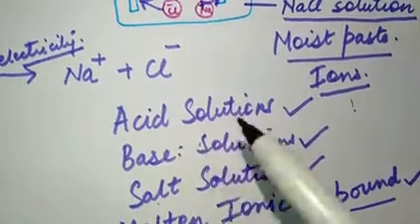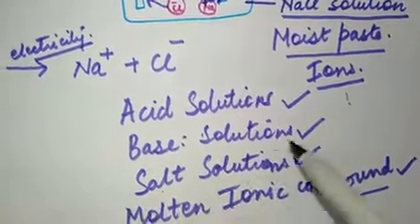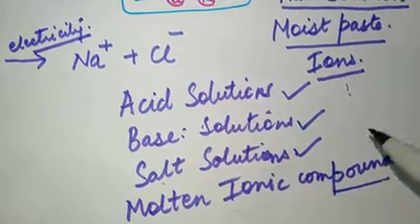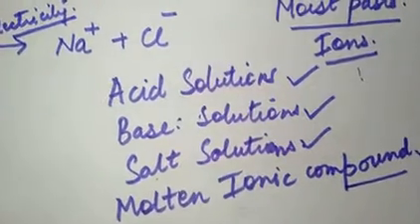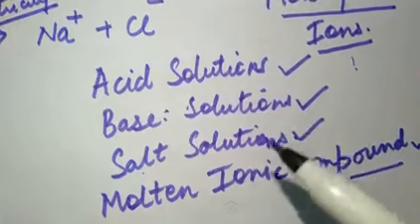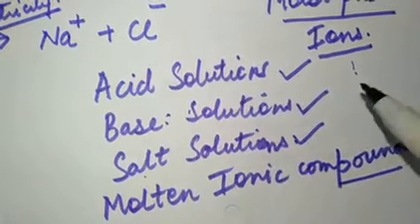So acid solutions, base solutions, salt solutions, and molten ionic compounds are all conductors because when we pass electricity through them, they divide into their ions.